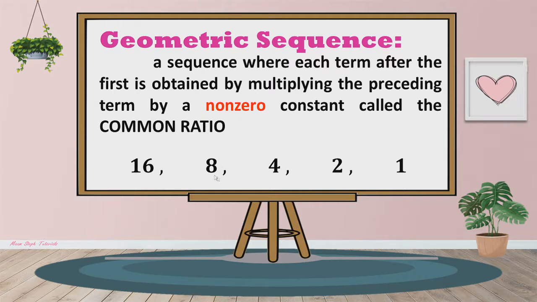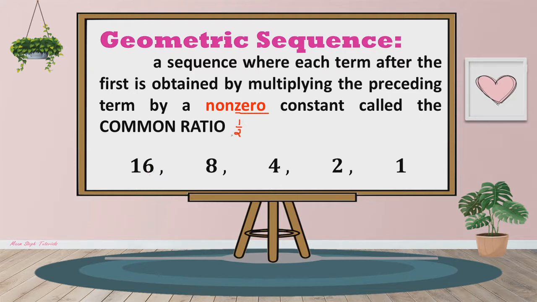And paano naging 8 ang kasunod na term? It is because yung common ratio natin ay 1/2. So, ang tanong, pwede bang maging fraction? Opo naman, pwedeng maging fraction ang ating common ratio. Pwedeng decimal as long as hindi yon 0. So, kaya naging 8 yung kasunod ng 16 ay i-multiply lang natin ang 16 sa ating common ratio na 1/2.